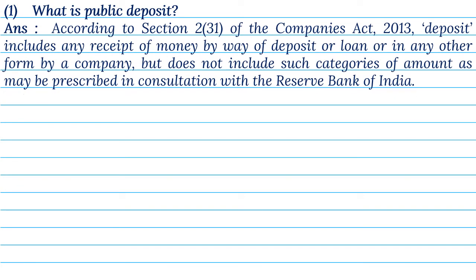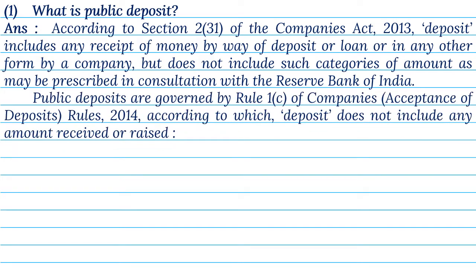Answer. According to Section 231 of the Companies Act 2013, deposit includes any receipt of money, by way of deposit, or loan, or in any other form, by a company, but does not include such categories of amount as may be prescribed, in consultation with the Reserve Bank of India.